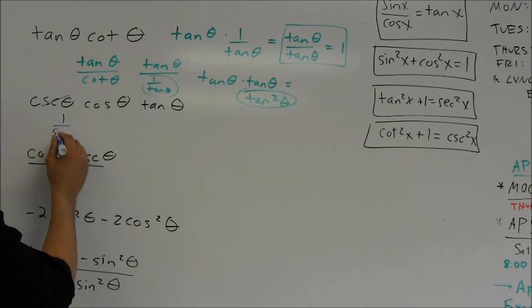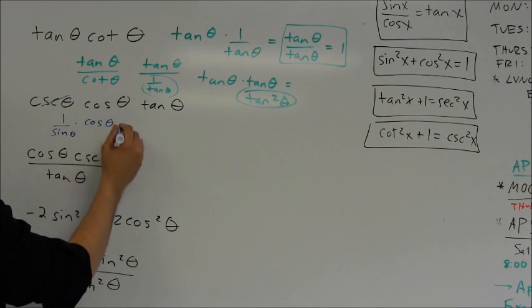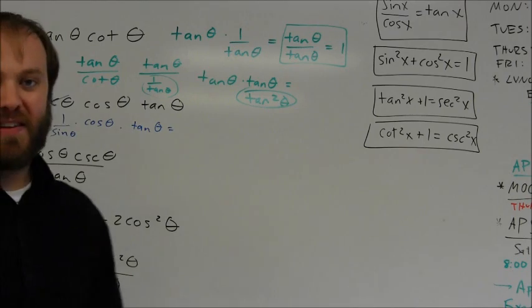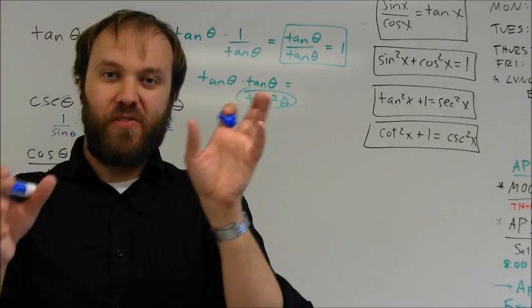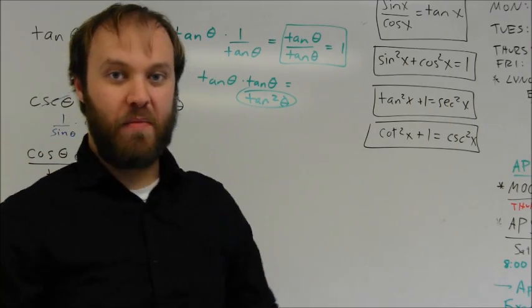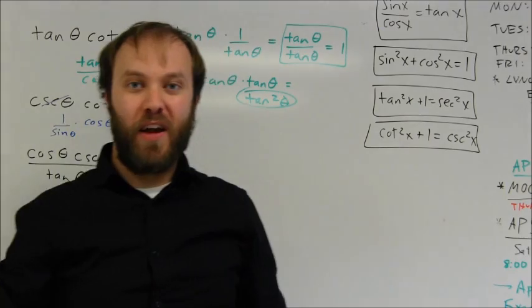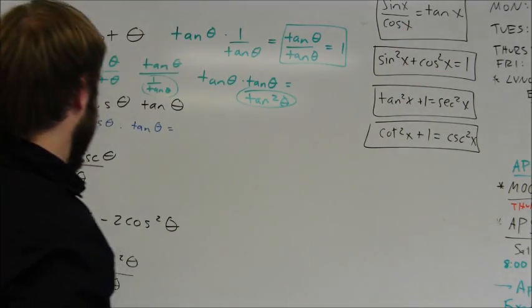So that's going to be 1 over sine of theta times the cosine of theta, which of course is over 1, times the tangent of theta. And the thing I like about division and multiplication is you can move all these things around any way you want to, and you can break them up strategically. I see a lot of sines, cosines, and tangents showing up here, and so my thought is maybe I can use this identity and replace that.